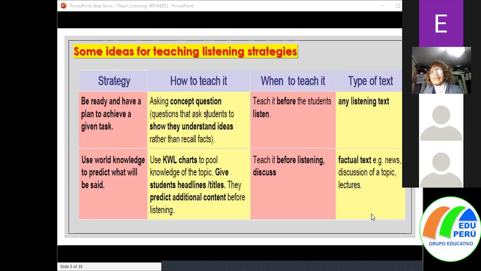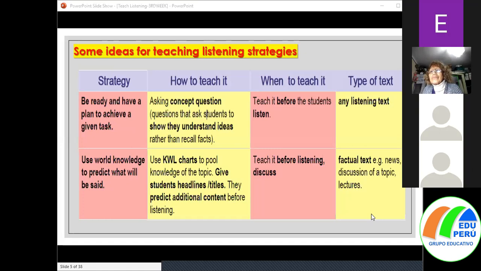So when to teach it? Before listening and discuss. It could be used also at the end, no? Because they have to complete the third column of the chart. So they have to analyze what they have learned, all right? But most of the time we apply this strategy before listening, all right?